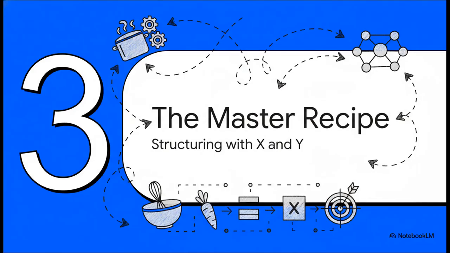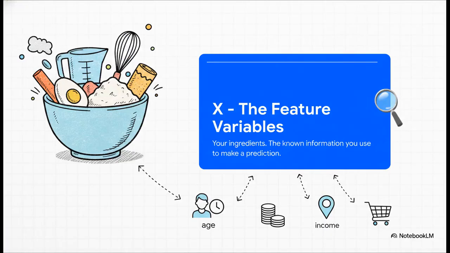Okay, so we've got our ingredients all sorted out. But how do we actually organize them into a recipe that a machine can understand and follow? This is where we introduce the master recipe, the incredibly simple but powerful structure of X and Y. First up are the X variables. Now, the official term is features, but for our purposes, just think of them as your ingredients. These are all the bits of information you already know. So if we're trying to predict customer behavior, our X variables would be things like their age, their location, their income. You get the picture.